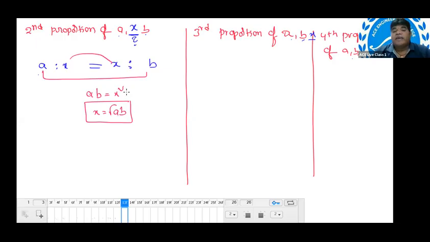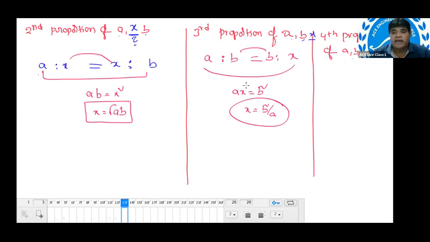Third proportion of A, B, X. First of all, write A, the last one is X, and in the middle extract the value, so B and B. Product of the extremes is equal to product of the means. AX is equal to B square. So X is equal to B square by A.